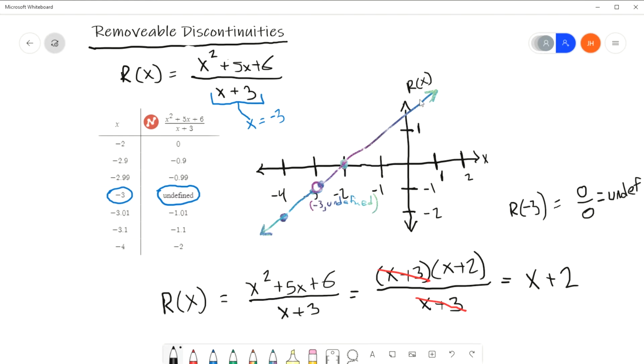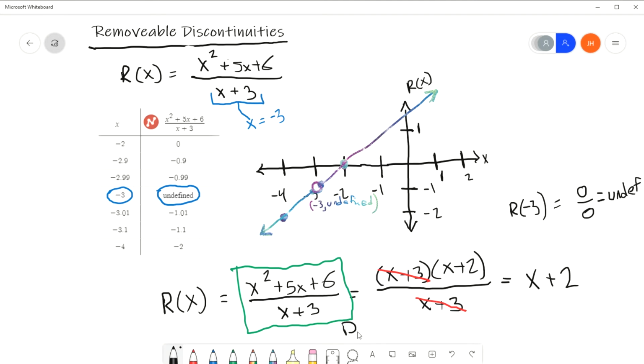And what you can actually see is that the function of x plus 2 would have the exact same coordinates as this function has had. At negative 2, when I plug in negative 2, I would get out 0. When I plug in negative 4, I would get out negative 2 here. The only difference is that at negative 3, my original function r of x was undefined. And that's because even though when I simplify this function, the numerator and the denominator have a factor cancel out, I cannot actually forget where I came from. I still need to keep in mind what my domain of this function is.